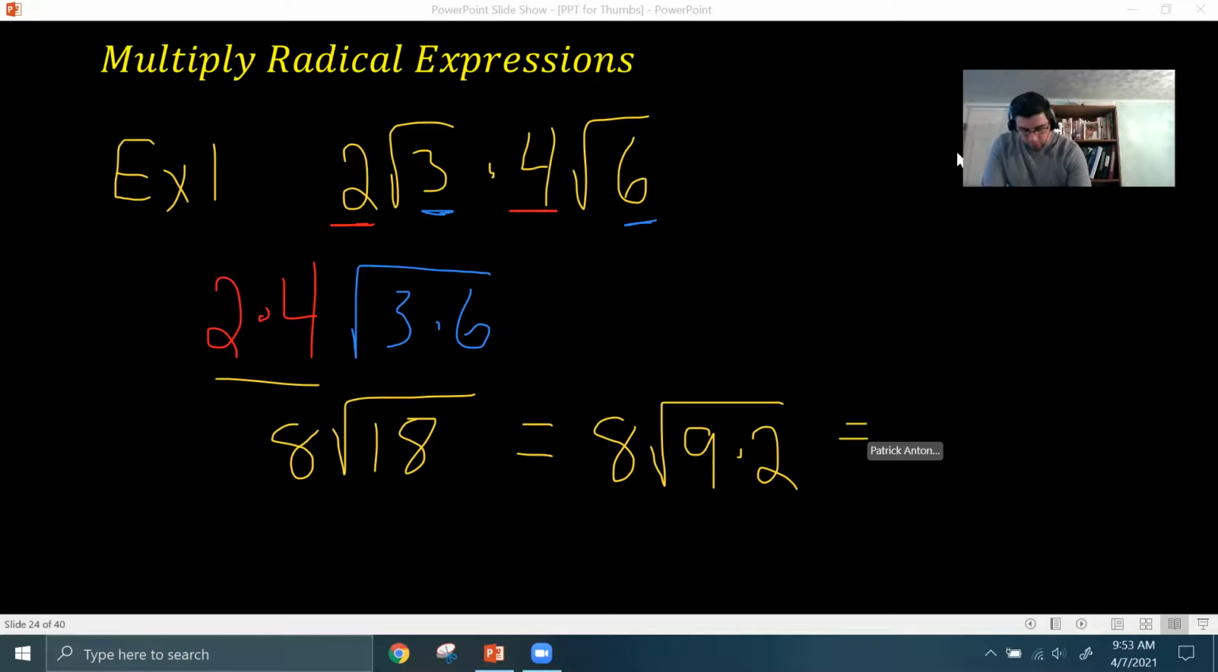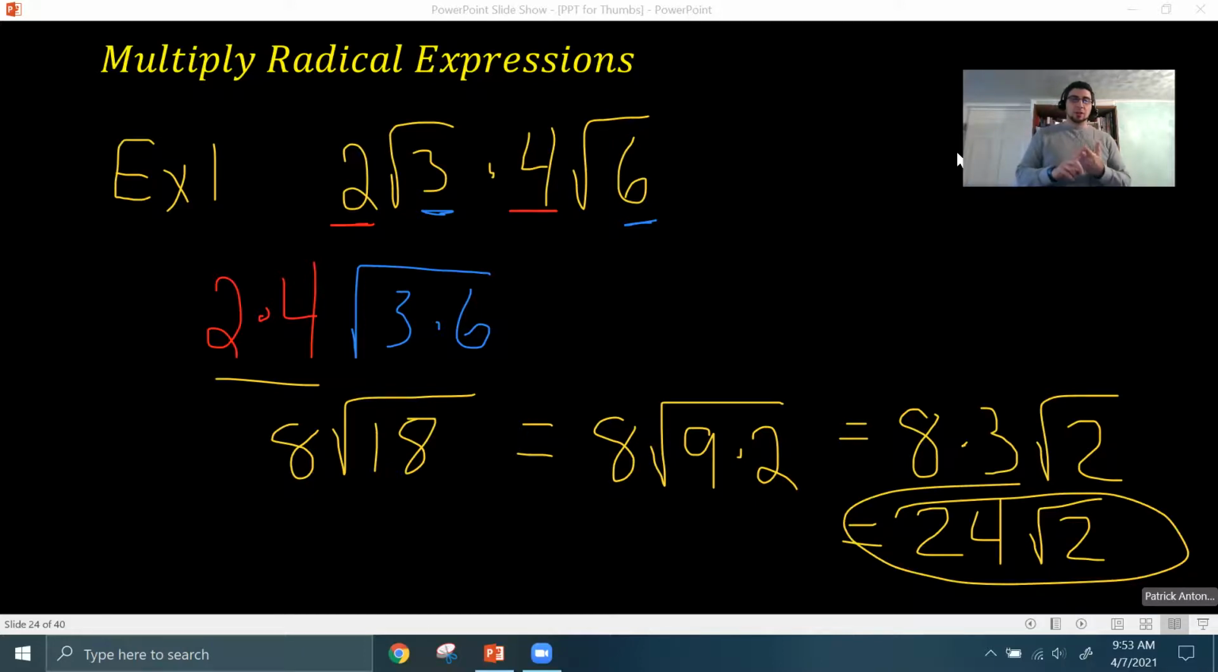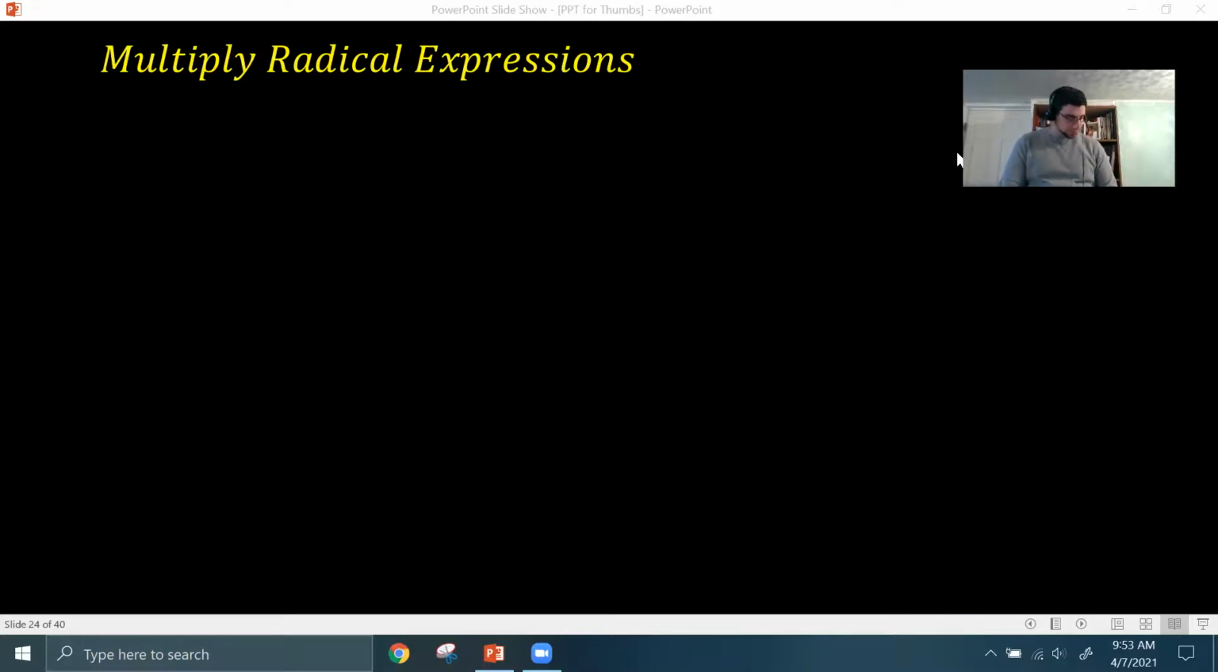So square root of 9 is 3. That's going to come out and multiply the 8 that's already there. Okay, and then 8 times 3 is 24, square root of 2. And that is fully simplified, folks, because I don't have any perfect square factors inside the radical. And then the other two conditions are that you can't have any fractions inside the radical or any radicals in the denominator. We've talked about those in a previous video, and there's no fractions here, so it's not really applying. Let's do one more example.